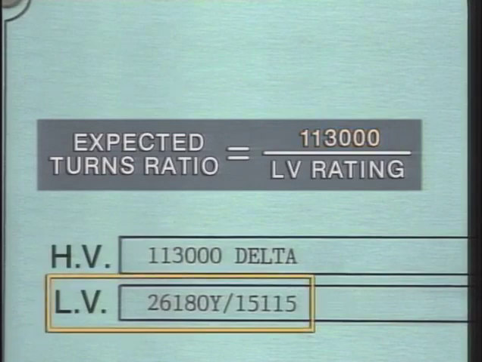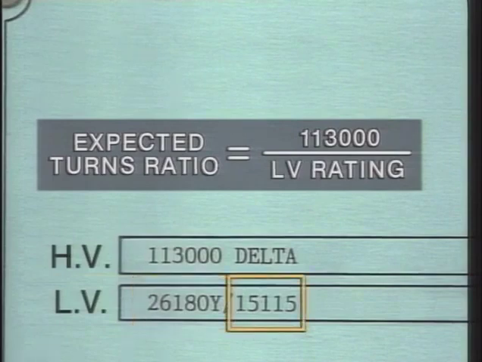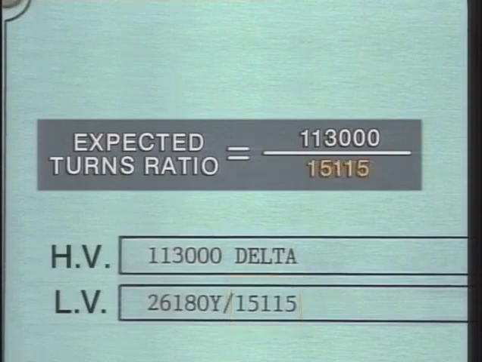If the windings are Y connected, two voltages may be identified on the nameplate. For example, here, the low voltage windings are Y connected and two voltages are listed. The larger Y voltage is the phase-to-phase system voltage. The smaller Y voltage is the phase-to-ground winding voltage. The winding voltage is the voltage that's used in the calculation. This figure goes in the low voltage rating spot of the turns ratio formula.